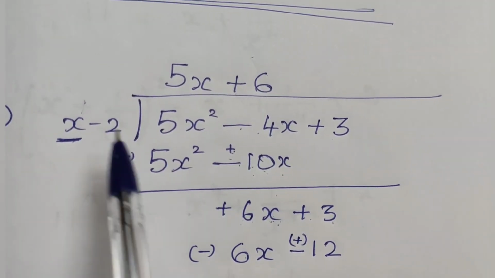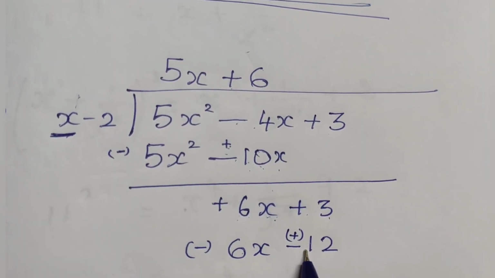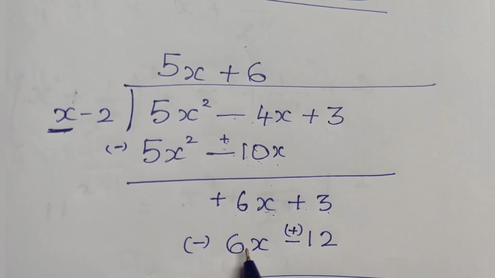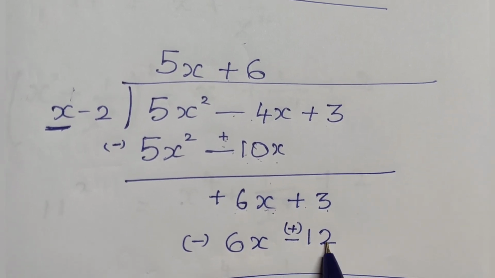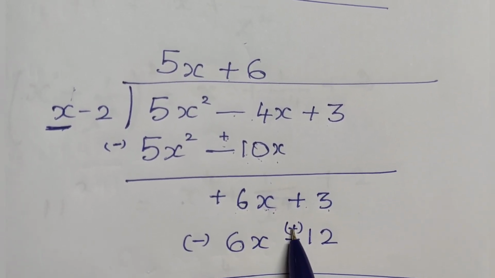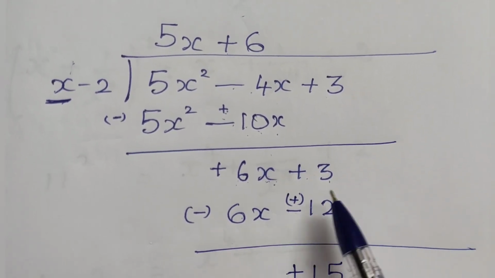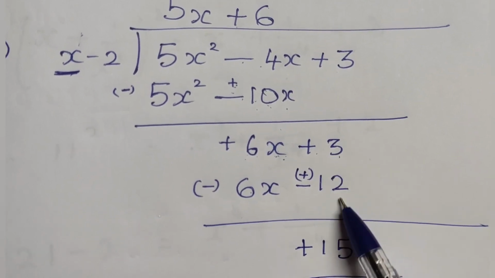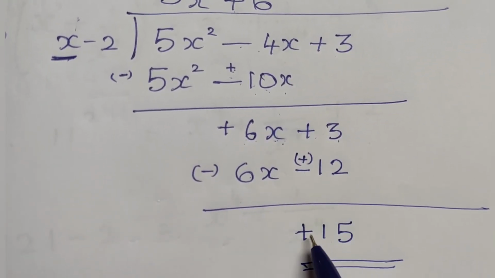Plus into minus, minus 6 into 2, 12. After writing the answer, change the symbol. Plus 6x becomes minus 6x. Minus 12 becomes plus 12. Now plus 6x and minus 6x get cancelled. Plus 3 plus 12. Same symbol, add the numbers: 3 plus 12, 15, and the same symbol, plus.